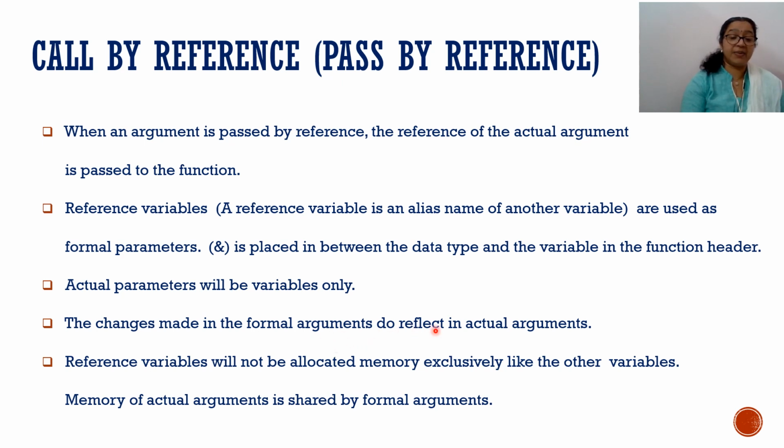Understood? Why is it happening like that? Because the memory of the actual argument is shared by the formal one. There is no separate location for the formal one. They are sharing the same location. Clear? Now we can check the C++ program. Okay.